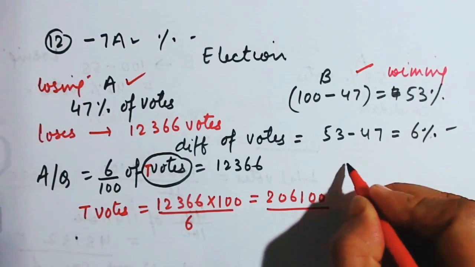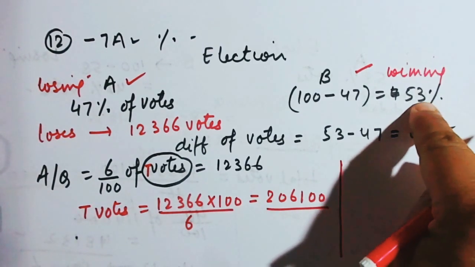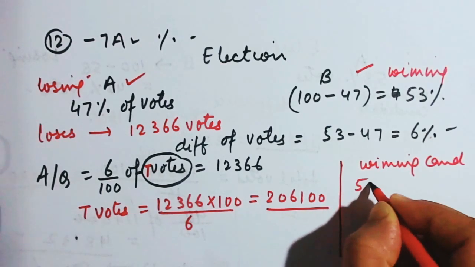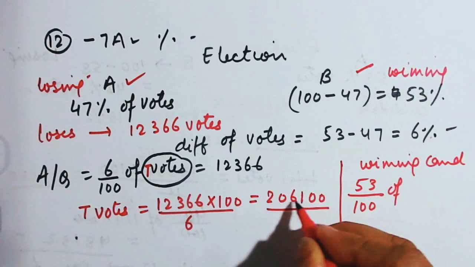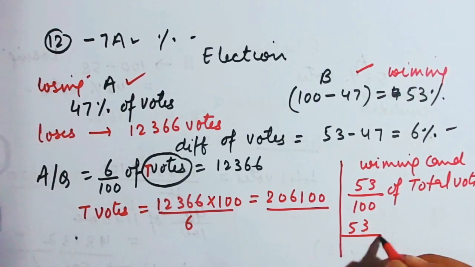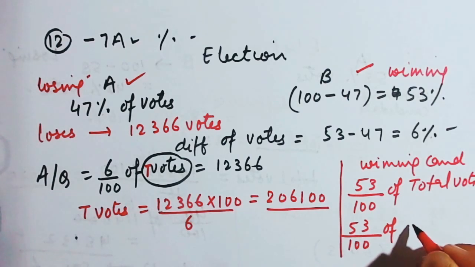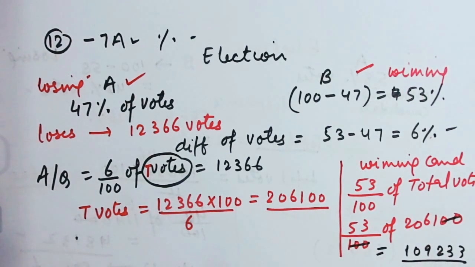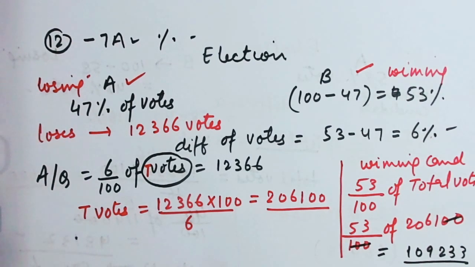So how much does the winning candidate get? The winning candidate will get 53% of the votes. So 53% of the total votes, 206100, when you cancel this, you will get a value of 109233. This is the vote secured by the winning candidate. They might ask you to find the vote secured by the losing candidate. So that is 47% of the total votes.